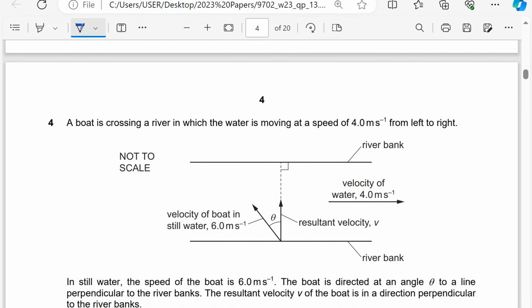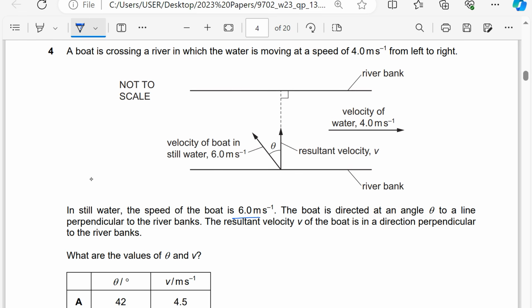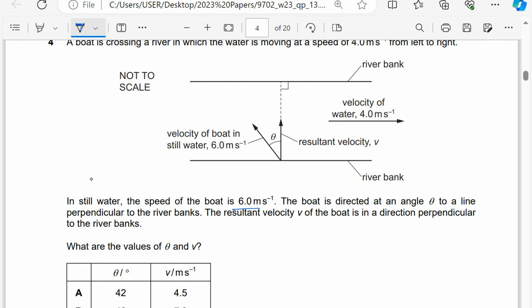A boat is crossing a river in which the water is moving at a speed of 4 meters per second from left to right. In still water, the speed of the boat is 6 meters per second. The boat is directed at an angle theta to a line perpendicular to the river banks. The resultant velocity v of the boat is in a direction perpendicular to the river banks. What are the values of theta and v?